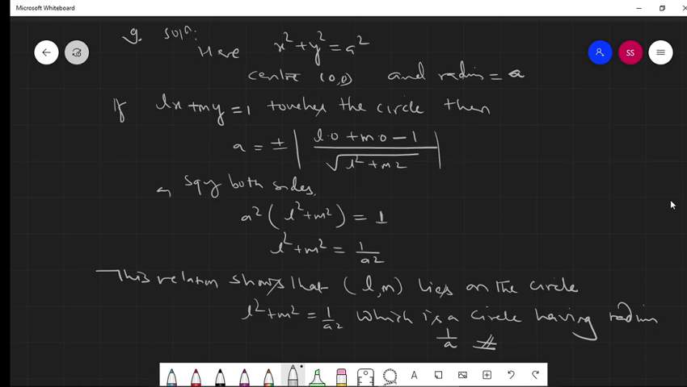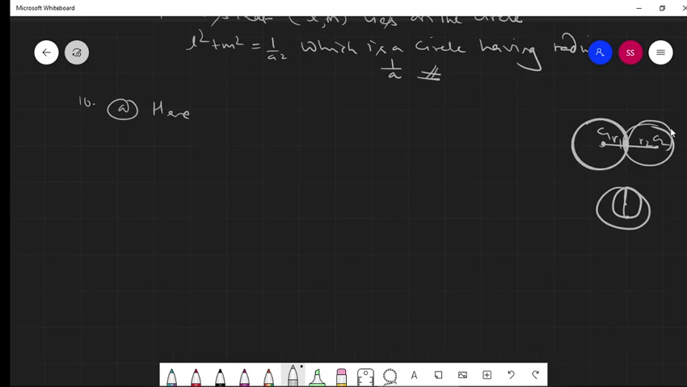Now number 10. Find the conditions for two circles x square plus y square equal to a square and (x minus c) whole square plus y square equal to b square to touch externally or internally. If two circles touch externally, the distance between center 1 and center 2 is R1 plus R2. For internal touch it is R1 minus R2 or R2 minus R1.